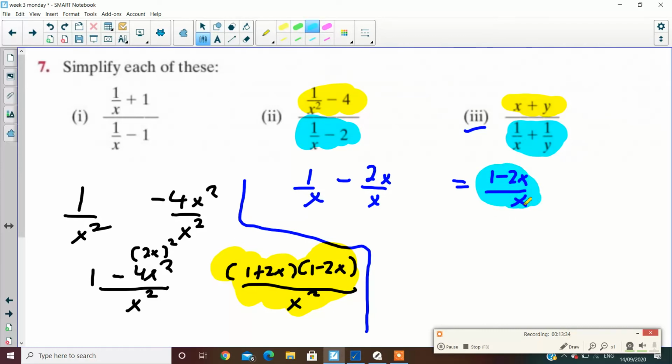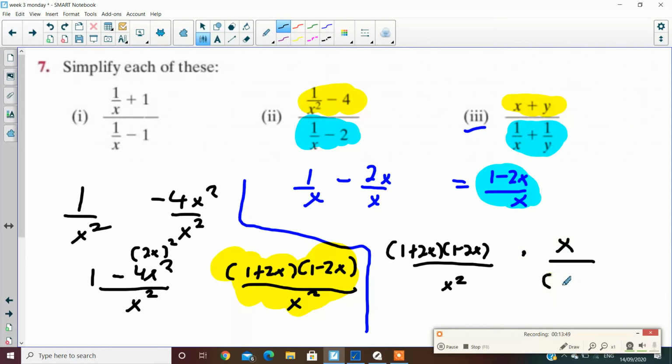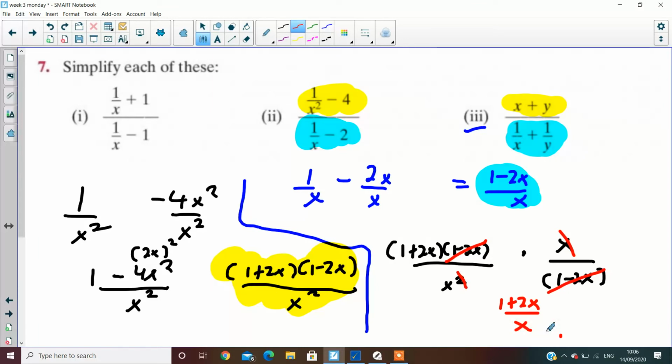What do I need to do with the blue answer when I divide it? What do I need to do to the blue fraction when I divide it, lads? What needs to happen to it? Need to turn it upside down. Now what cancels? 1 minus 2x cancels with the other 1 minus 2x. One of the x's from the x squared cancels with that x there. So what's my answer? 1 plus 2x over x. Anybody get it?